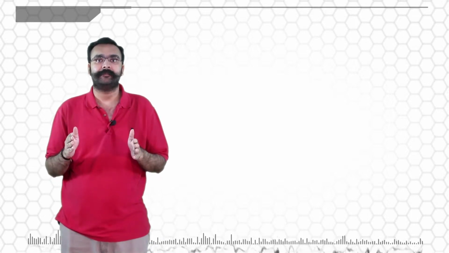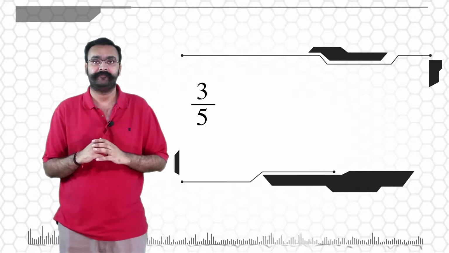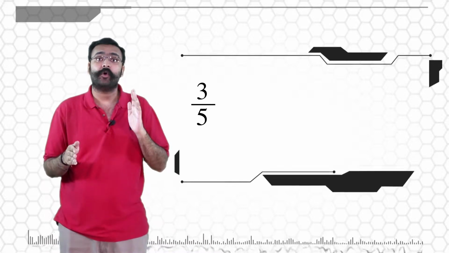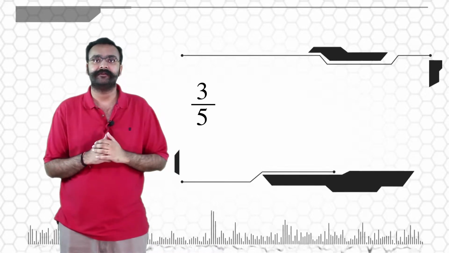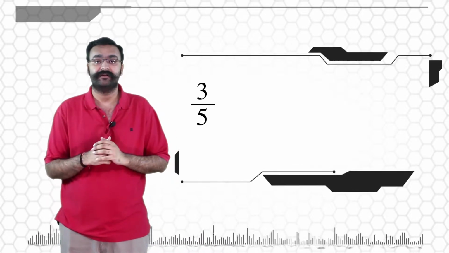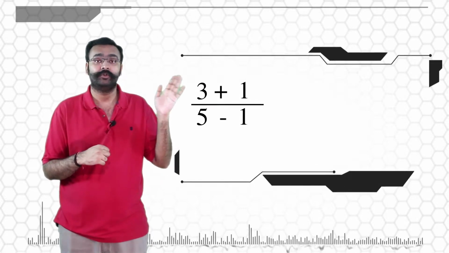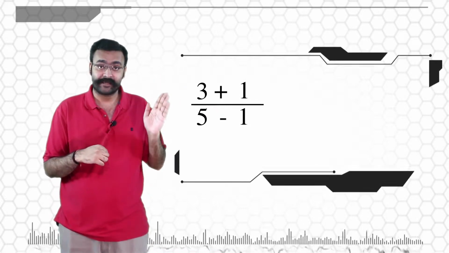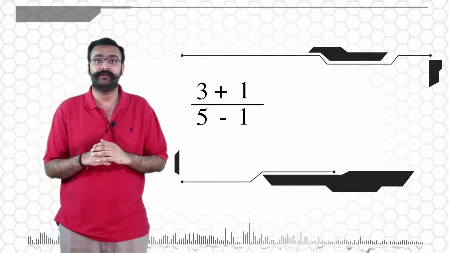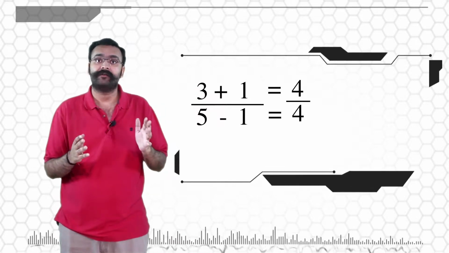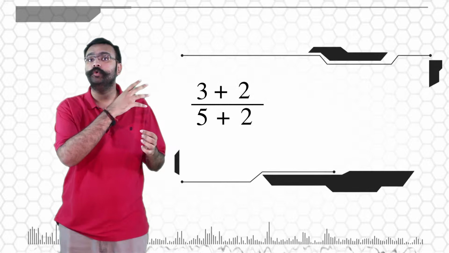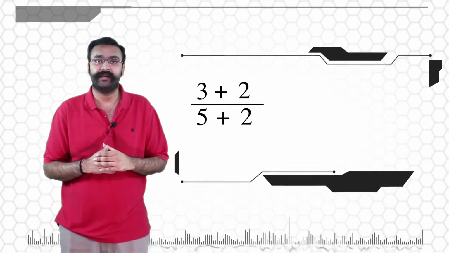Now, in the fraction problem, we will be focusing on the concept that if I have any fraction, let's say 3 upon 5, if I add or subtract numbers from the numerator and the denominator, the fraction naturally changes. For example, if I add 1 to the numerator of 3 by 5 and subtract 1 from the denominator, we will get 4 upon 4. Or if I do something else, I add 2 to both the numerator and denominator.